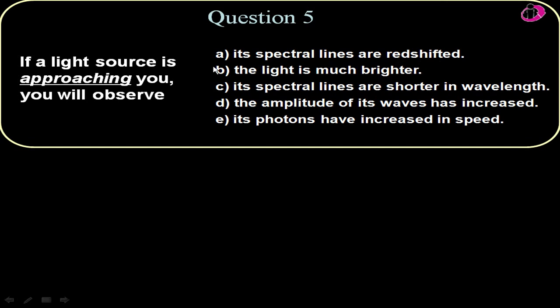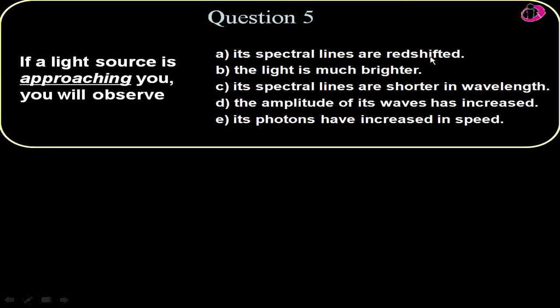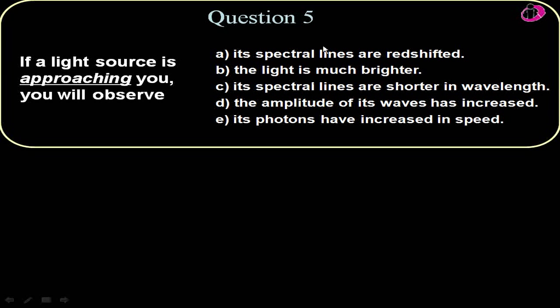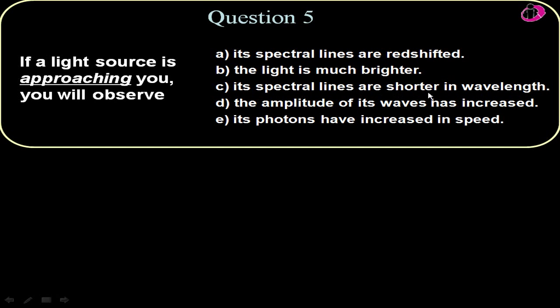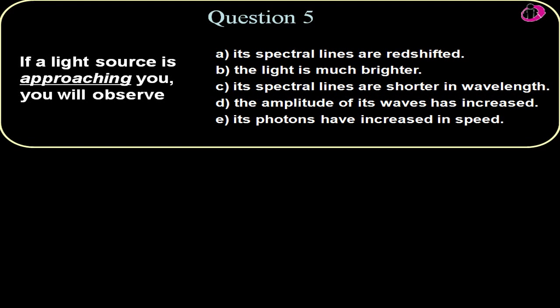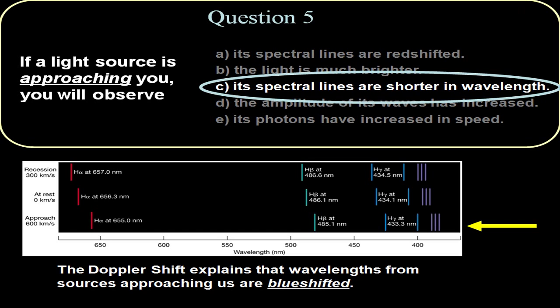Let's see how we got it here. Answer A, spectral lines are red shifted. No, that would be if it were moving away from you. B, the light is much brighter. Not necessarily. If it's far away, brightness is not going to change. C, the spectral lines are shorter in wavelength. That's another way of saying it's blue shifted. If you have a higher frequency, you're going to have a shorter wavelength. That's the answer, a shorter wavelength.